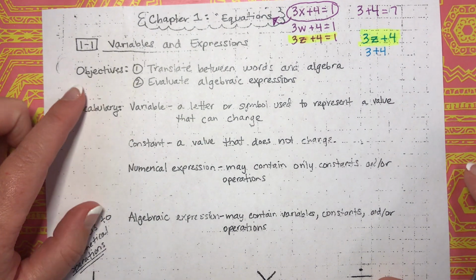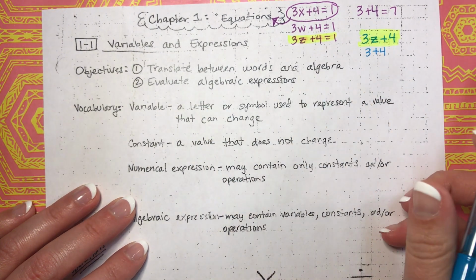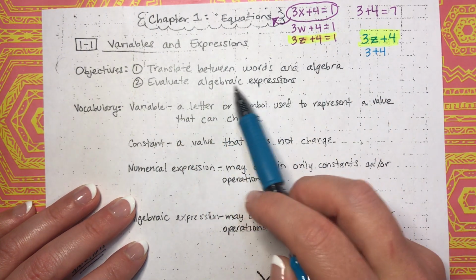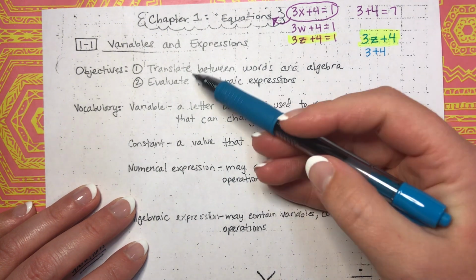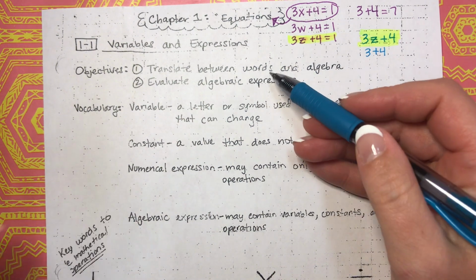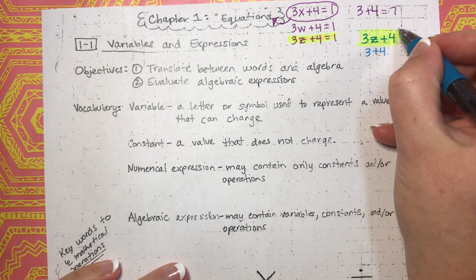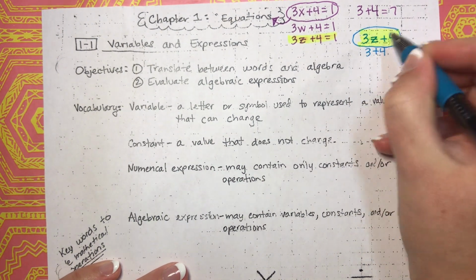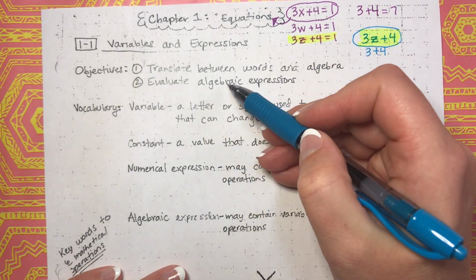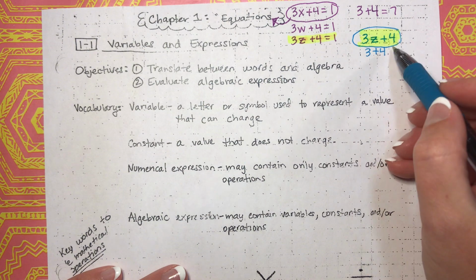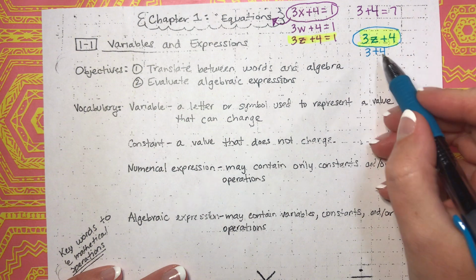So the objectives for today are, number 1, translate between words in algebra. Number 2, evaluate algebraic expressions. So translating between words in algebra, that means there's going to be words and we're going to have to change those words into expressions like these here, using algebra, which means there's going to be a variable in the expressions.